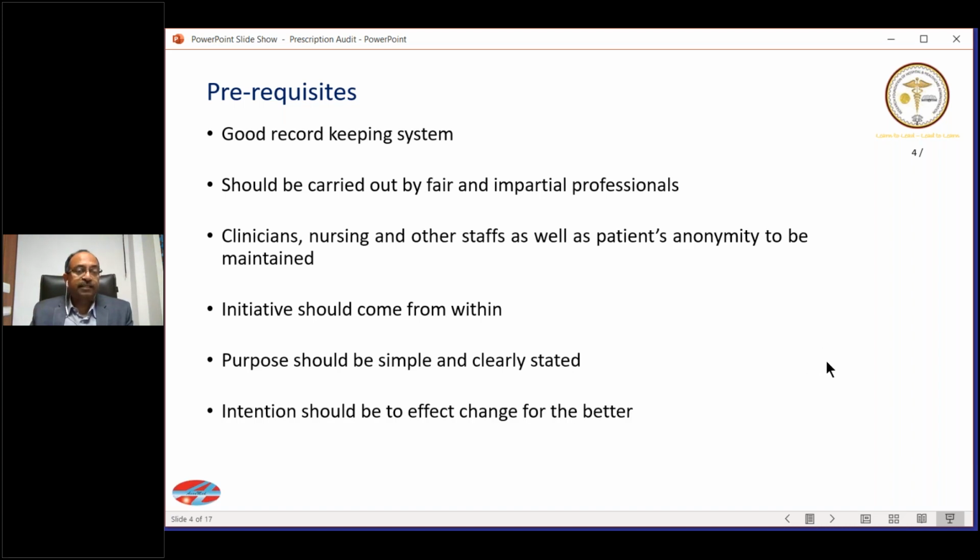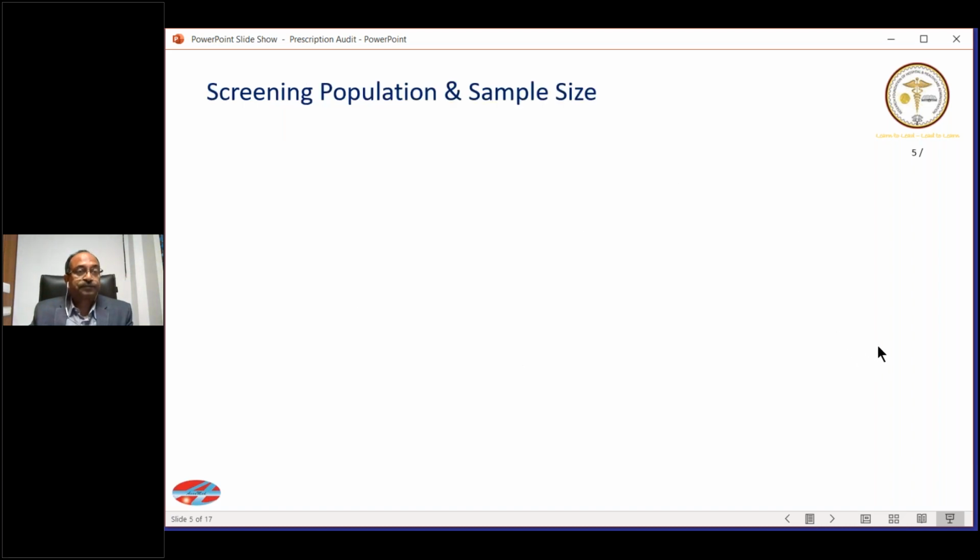And the last point is that the intention should be to effect the change for better. So what is the intention? The intention is to improve the system, not to find a person to whom a punishment can be given, and therefore hunt that person down. Don't do that. Never ever do that, because the moment you do that, the improvements will stop happening. You will have a quality system which will start failing the moment you start penalizing people. You start making it punitive in nature.